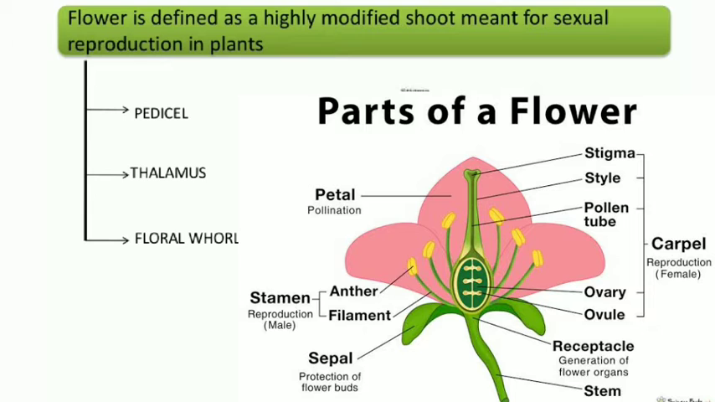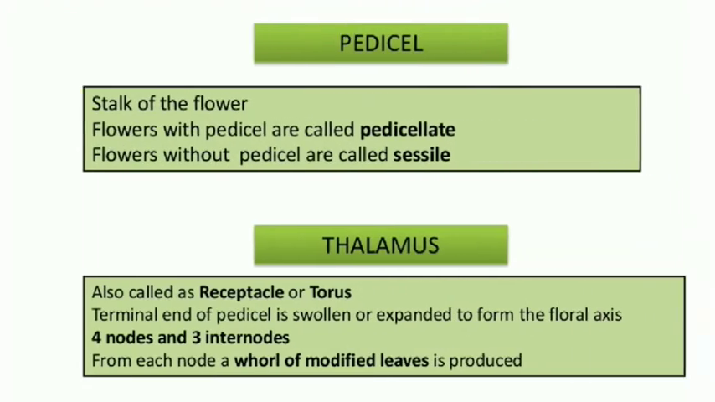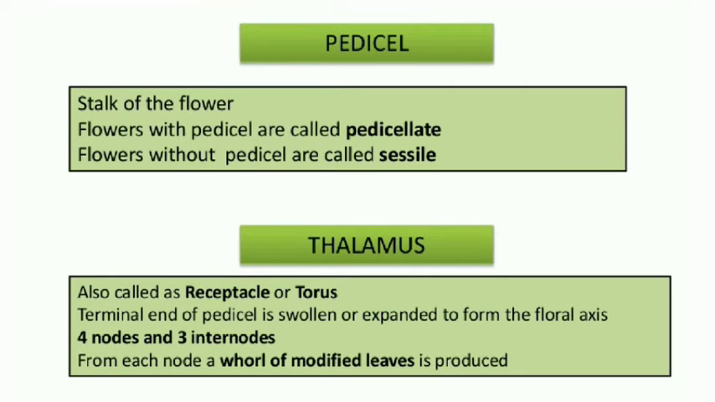We can see a brief structure of the flower here. We can see the stalk, the thalamus, and the four whorls: calyx containing sepals, corolla containing petals, androecium containing anther and filament, and gynoecium containing stigma, style and ovary. All of you are familiar with the structure of the flower, so let us not waste much time looking at the diagram. Before we see the four whorls, we shall see what is pedicel and what is thalamus.